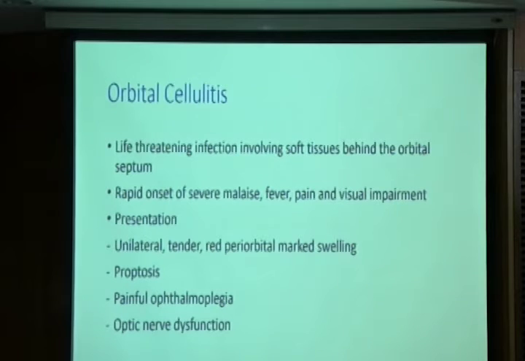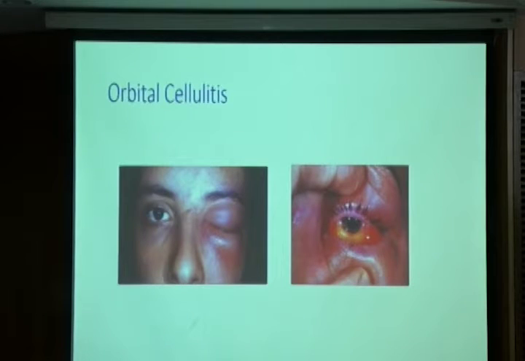Then orbital cellulitis, again it's a life-threatening infection which involves the soft tissues behind the orbital septum. The patient will have a rapid onset of severe malaise, fever, pain, and visual impairment in the form of visual loss. It presents with usually a unilateral red orbital swelling. You can see here, the lids will be markedly swollen and the area around the eyeball will be swollen. There will be marked conjunctival chemosis. The eye will be painful and warm to touch. The movement of the eyeball will be restricted.